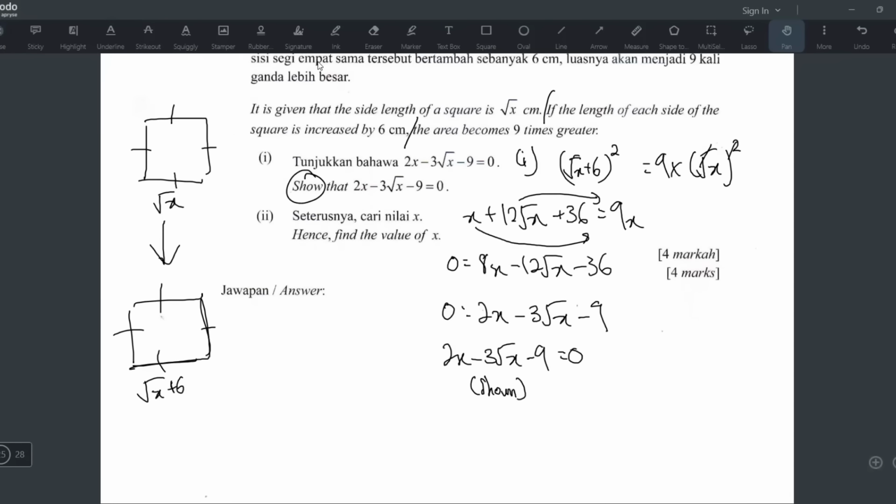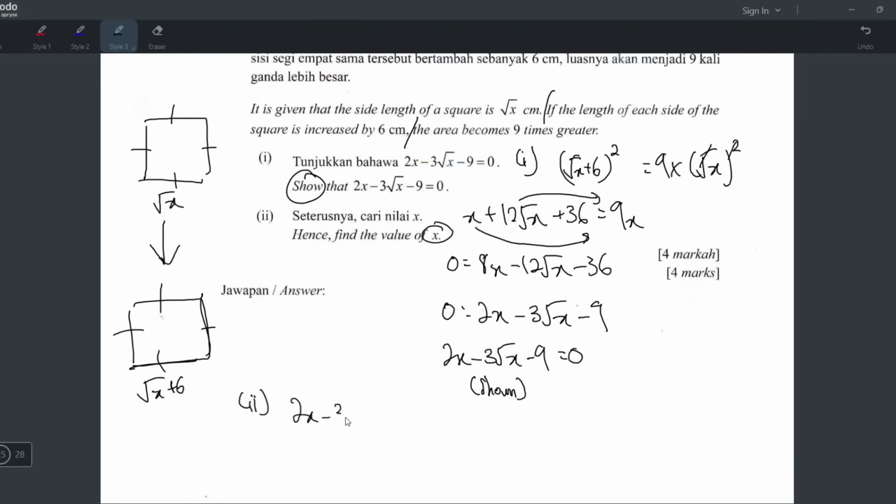Okay, now for B, they want you to do what? I mean for the second question. Hence find the value of x. Okay, this one you just continue from here. 2x minus 3 square root x minus 9 equals 0, right? Okay, how do you do this?